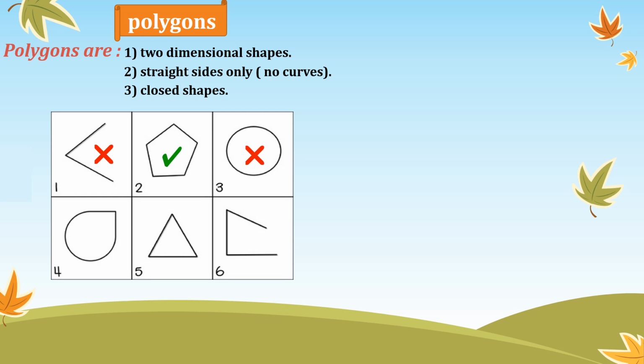Number 4, is it a polygon or not? No, it's not a polygon because here we have a curve. Number 5, yeah, it's a polygon. It's a 2D shape, straight sides and closed. Number 6, it's not a polygon because it's an open shape.